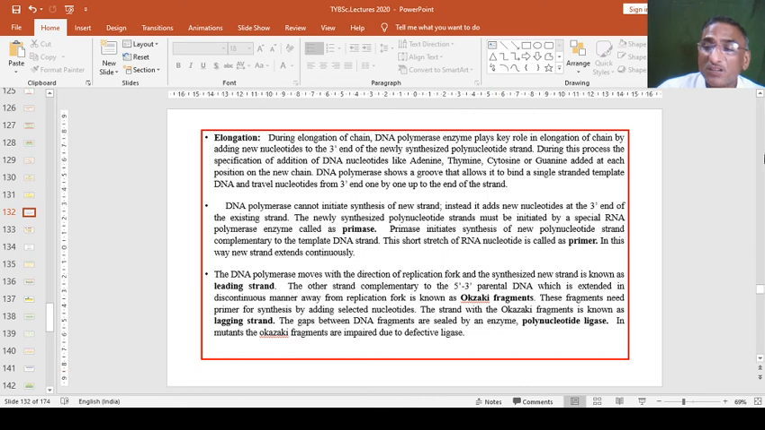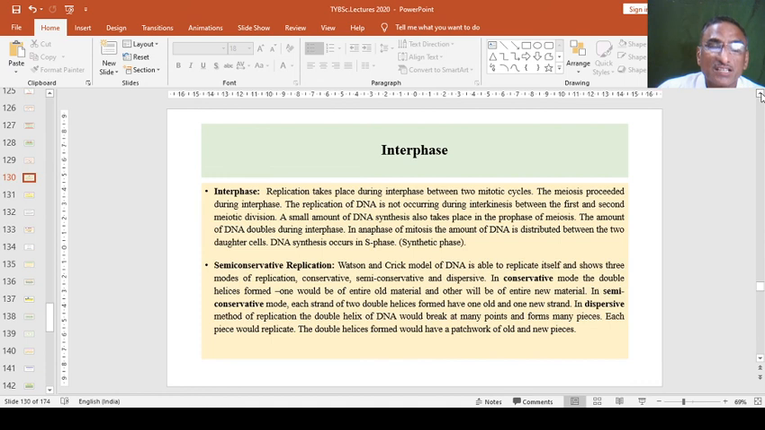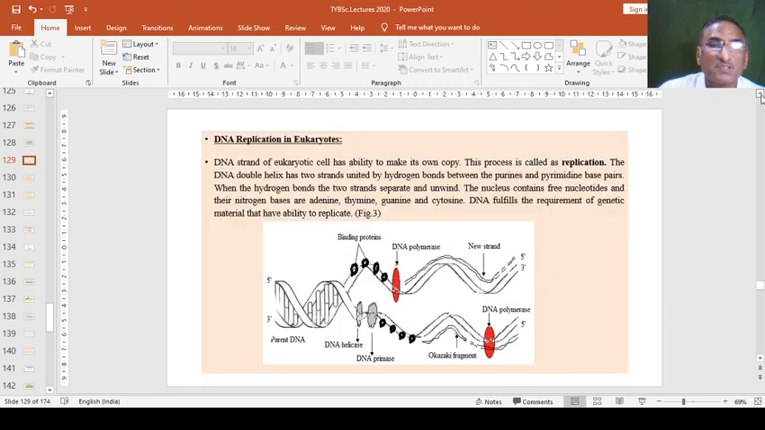In this way, we have seen in the previous topic about the initiation and replication. What are the enzymes responsible for that? What are the modes of replication: conservative, semi-conservative, dispersive, and this is the replication unit in eukaryotic cells or eukaryotes.